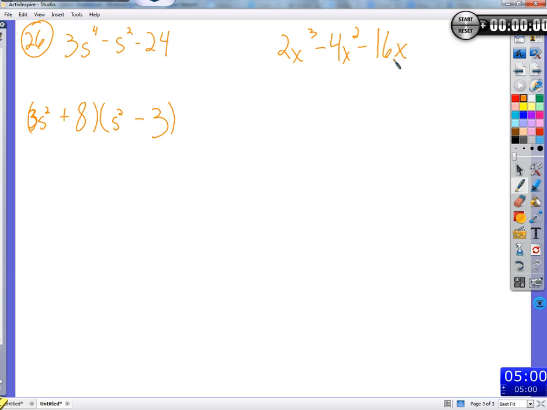Something that I think will help quite a bit. Okay. To factor this head on, it's kind of hard because it's got three terms like a quadratic does, but it's not really quadratic form because I can't multiply two x's of the same power to get x cubed. So that's one thing that's difficult. And then we got all these numbers 2, 4, and 16.